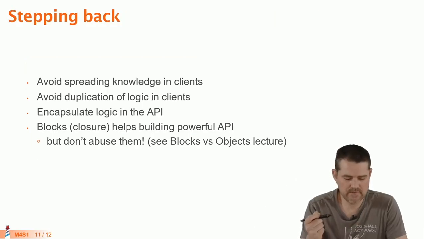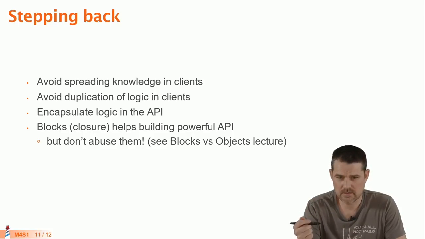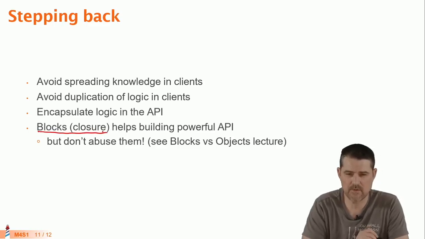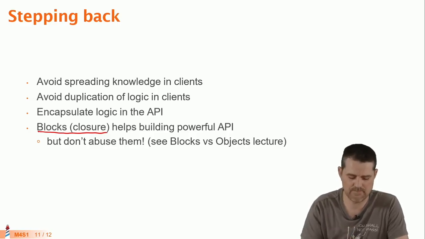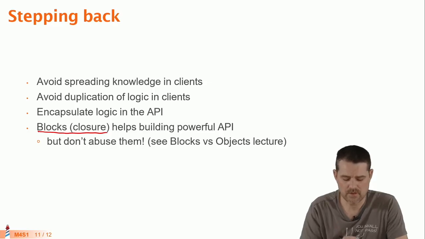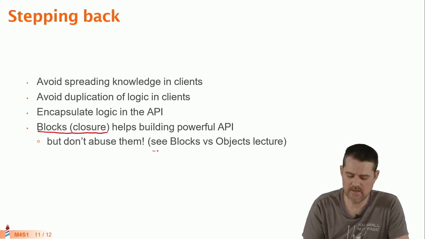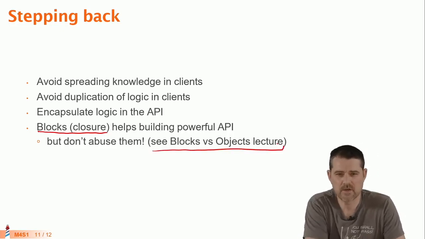If we step back a little bit, what is really important is to avoid spreading knowledge in clients. You need to encapsulate the logic inside the API. You need to prevent clients from forgetting something, for example, closing a file. One way to build this kind of powerful API is to use block closures. They are really useful to build this kind of abstraction over complex logic. But be careful, if you abuse using blocks, you will have a really complex API, and I invite you to see the block-based object lecture.